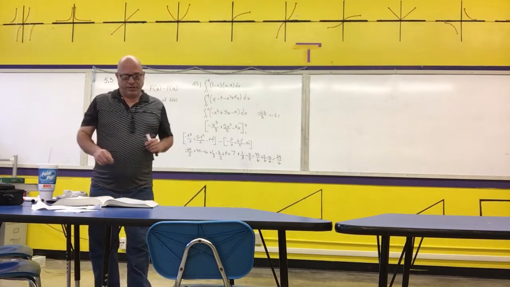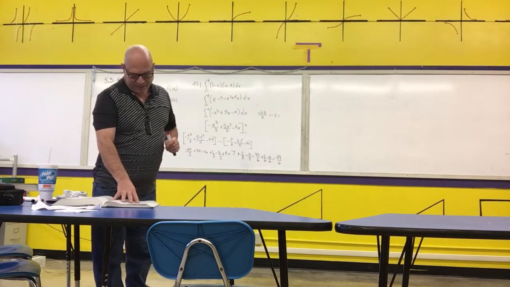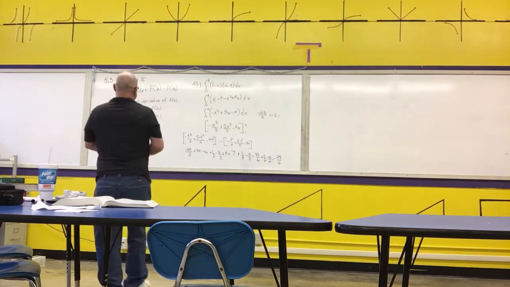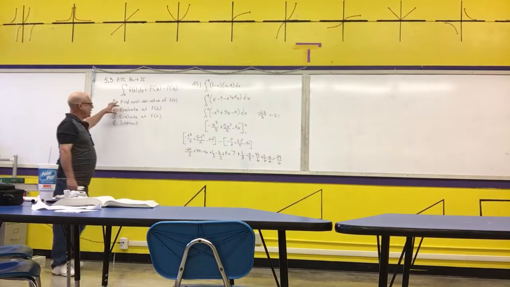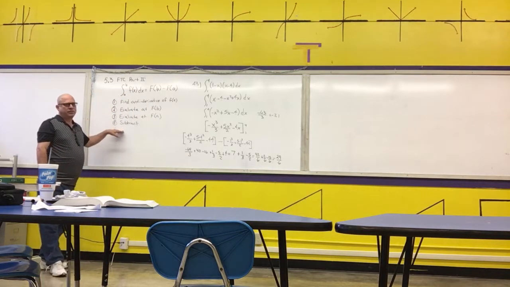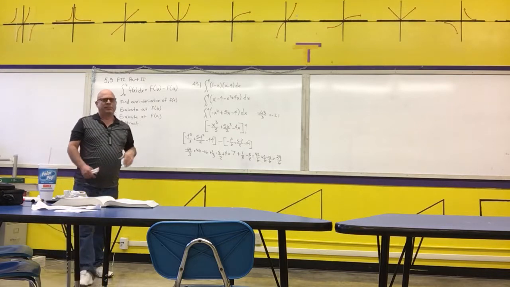So the homework assignment is just like the types of problems I did here, where you're going to find the antiderivative, evaluate it at B, evaluate it at A, and subtract the one answer from the other to come up with your final answer.